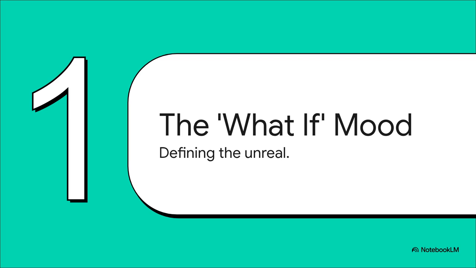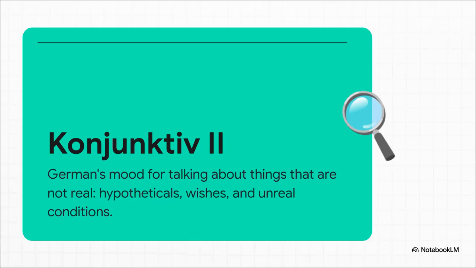First things first, what on earth is this what-if mood anyway? Okay, so put simply, the Konjunktiv II is for everything that isn't real. Most of what we say day to day is just describing reality, right? Facts. But the Konjunktiv II is for the other stuff, the daydreams, the hypotheticals, the polite suggestions, basically the entire world of things that are not currently true.